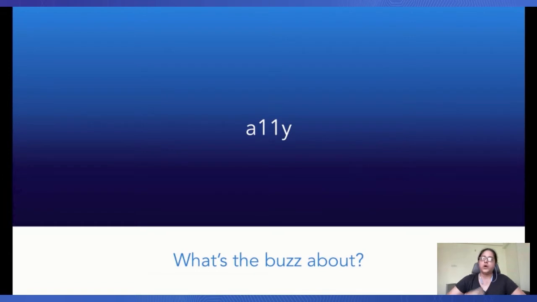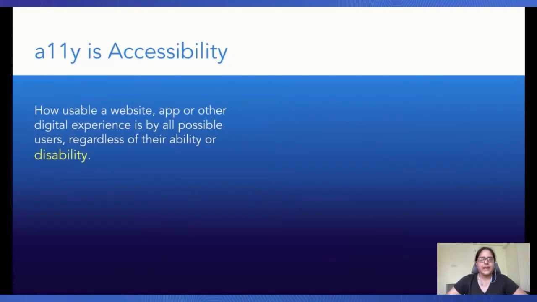What's the whole buzz about? What is A11y? A11y is accessibility: how usable a website, app, or other digital experience is by all possible users, regardless of their ability or disability.